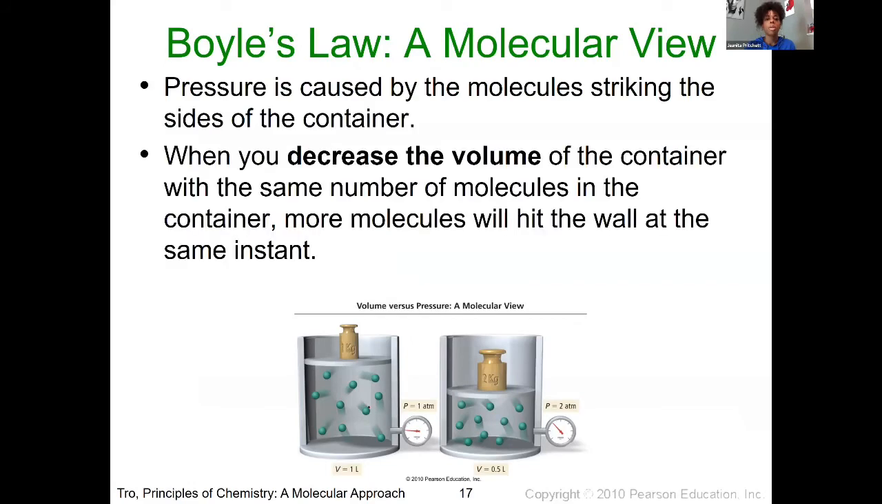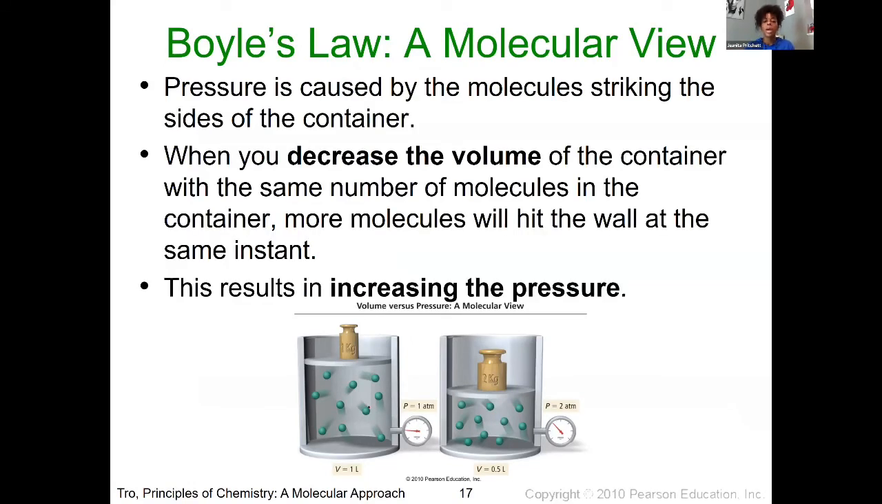Now, if we look at Boyle's law at a molecular view, we're going to see the same idea: as I adjust the volume of the container that these molecules are in, it's also going to change the pressure. If you look at the picture shown below, you can see where I have a certain volume, a 1 liter tank. And when you look at the pressure gauge, it's measuring 1 atmosphere. Now notice when we decrease the volume by half, we've reduced the volume by half.